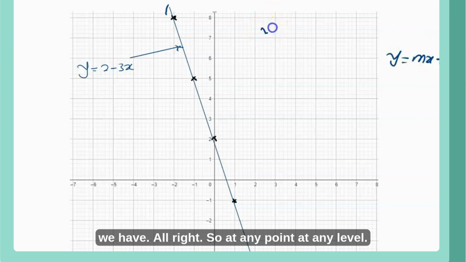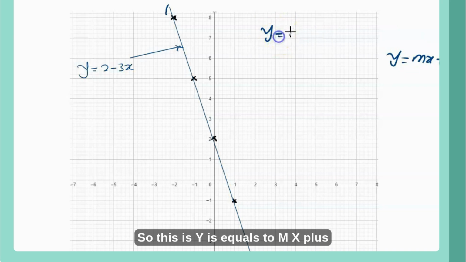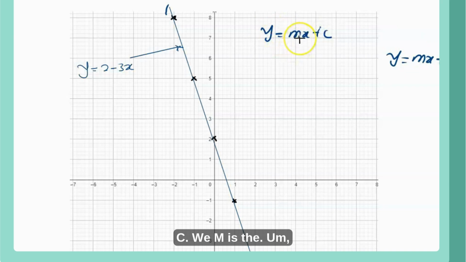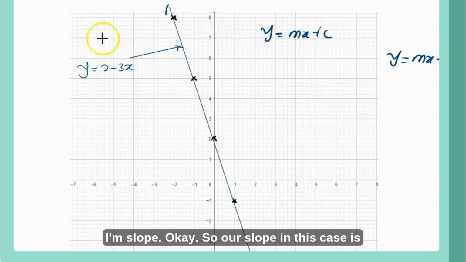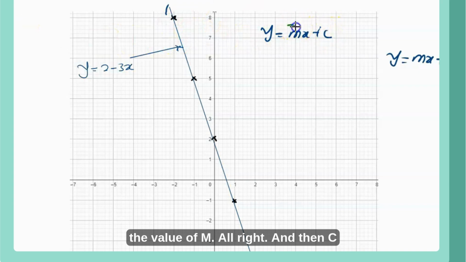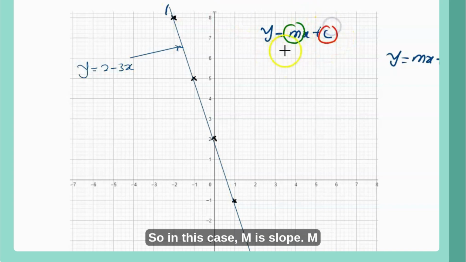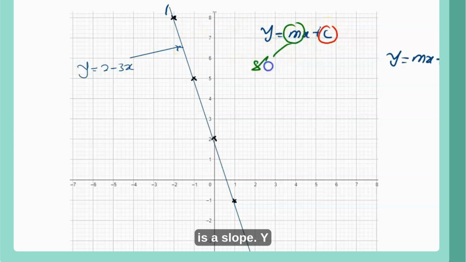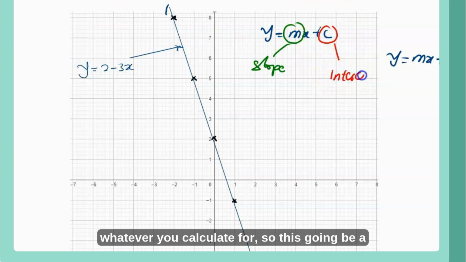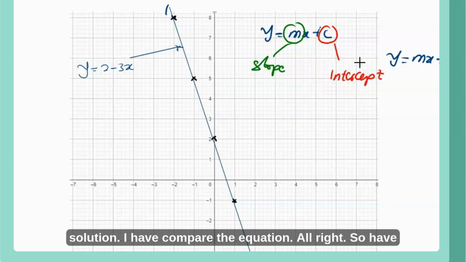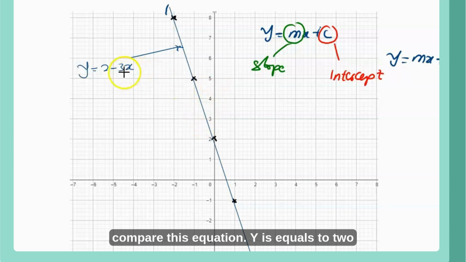So y equals mx plus c, where m is the slope. So our slope in this case is the value of m, and then c is our intercept. So m is the slope, c is the y-intercept. Whatever you calculate for, this is going to be our slope. So now we have to compare the equation. We have to compare this equation, y equals 2 minus 3x.